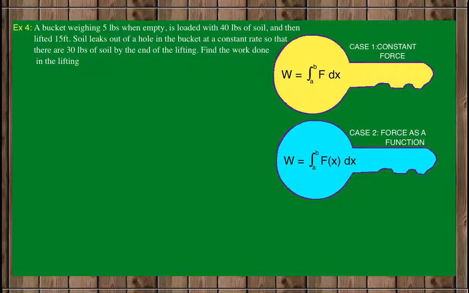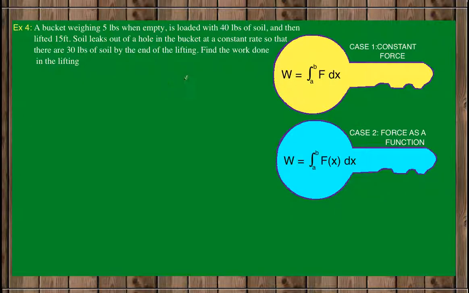Example 4. A bucket weighing 5 pounds when empty is loaded with 40 pounds of soil and then lifted 15 feet. Soil leaks out of a hole in the bucket at a constant rate, so that there are 30 pounds of soil by the end of lifting. Find the work done in the lifting.